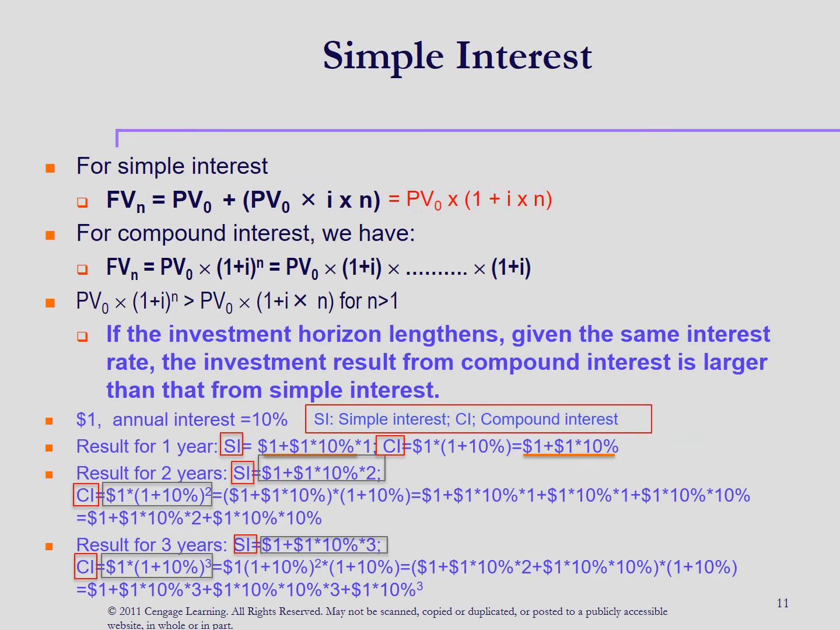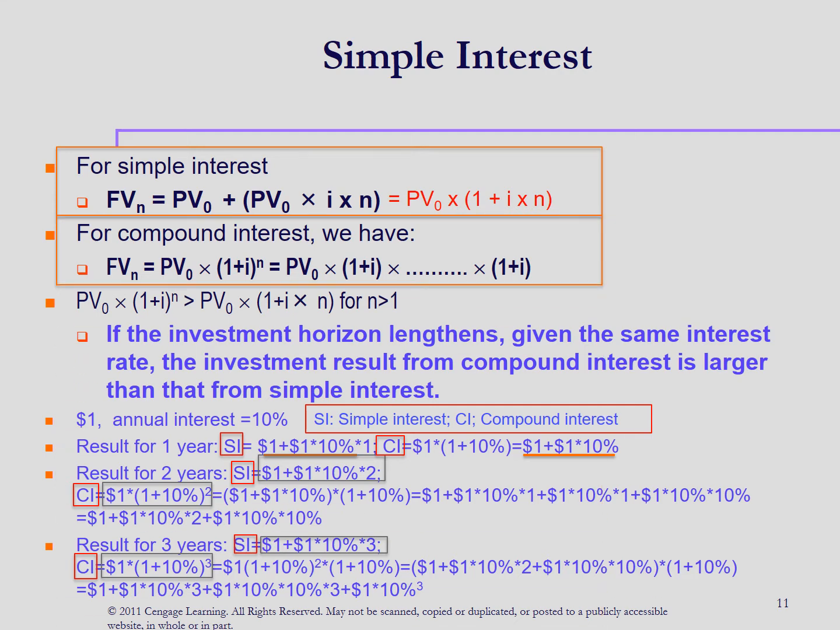For simple interest, the investment result for n periods is given by this formula. For compound interest, the investment result for n periods is given by this formula. We see that if the investment horizon lengthens, given the same interest rate, the investment result from compound interest is larger than the investment result from simple interest.